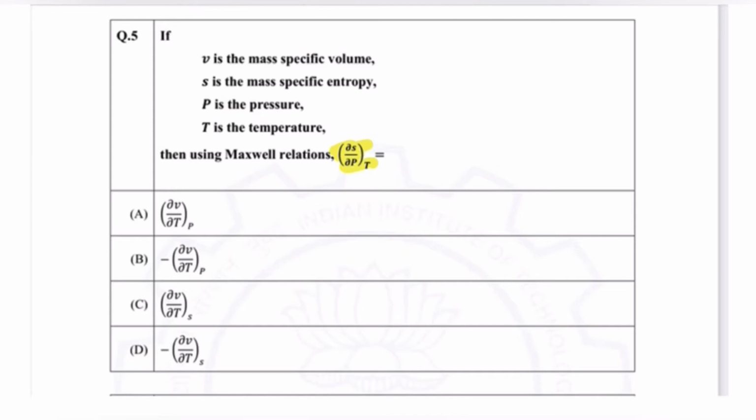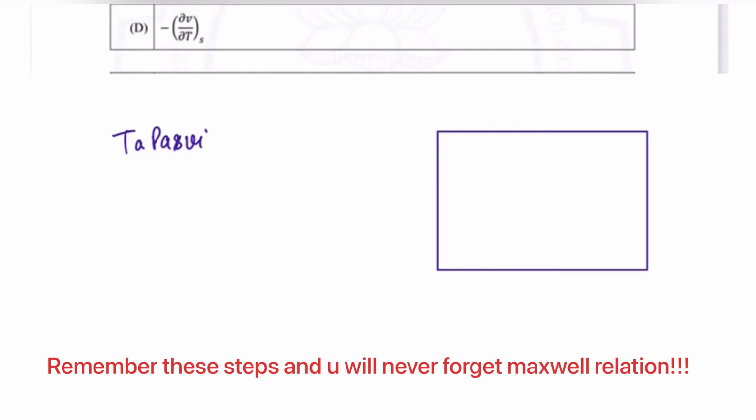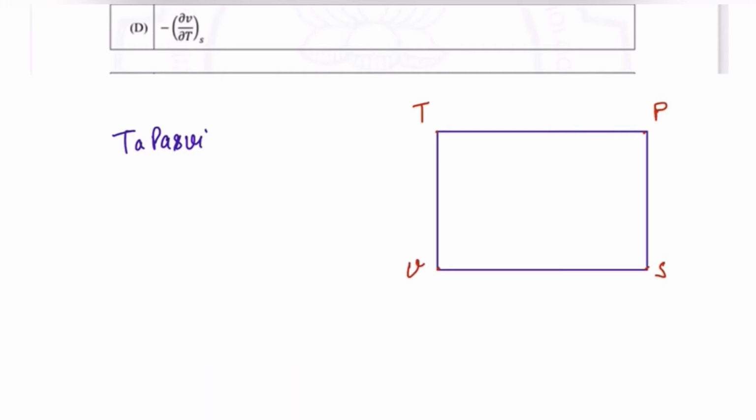To remember the Maxwell relations, just follow these steps. There is a word known as TAPASVI, which you have to remember. This word has to be written in a clockwise manner. At this corner I am writing T, at this corner I write P, at this corner I write S, and at this corner I write small v.